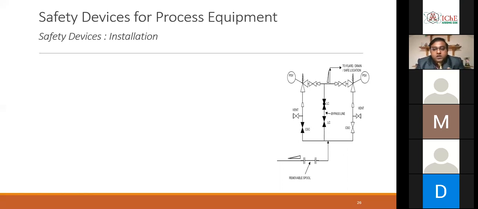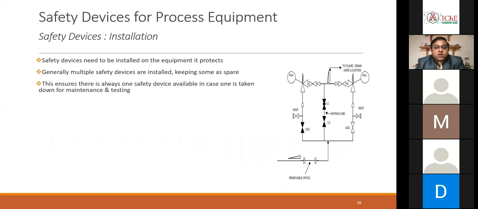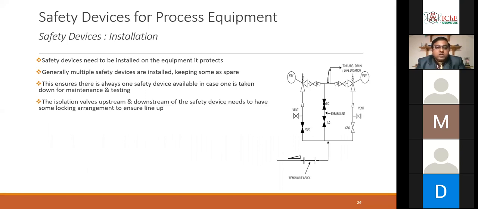So you have sized the PSV properly. Now it is installation. As I said, it has to be designed for the equipment it protects. Generally multiple safety devices are installed, keeping some as spare, as you can see in this picture. This ensures there is always one safety device available in case one is taken down for maintenance and testing. The isolation valves upstream and downstream of the safety valve need to have some locking arrangement to ensure lineup. I will tell you about it now.